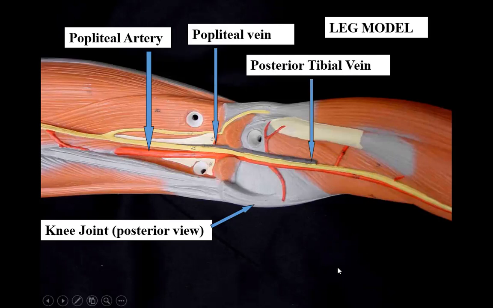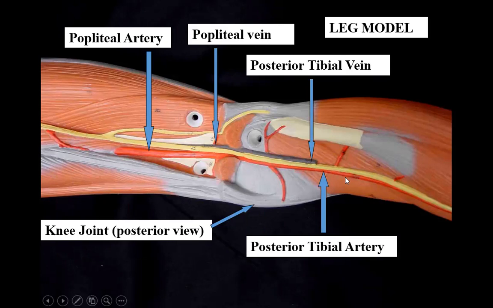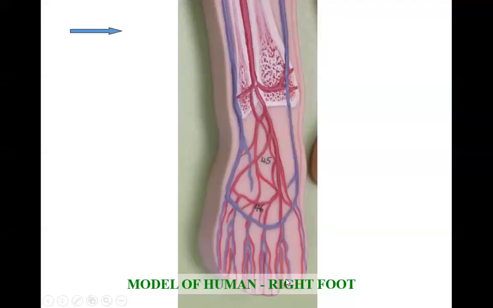The posterior tibial vein is below the popliteal. And of course, this is the posterior tibial artery. So we probably have an anterior tibial vein, which we didn't see on the other side. And then in our foot, there's our anterior tibial artery there again. And oh, there's the anterior tibial vein, because we had a posterior tibial vein. So it is there.